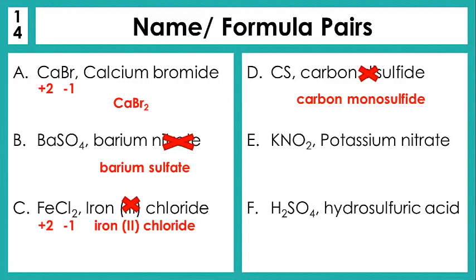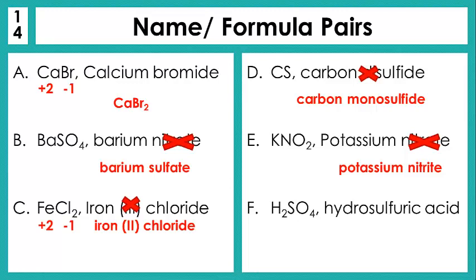Next I have KNO2, and we're calling that potassium nitrate. So nitrate's not correct. Nitrate is NO3. I have NO2. So 1 less oxygen means that it's potassium nitrite. The ite ending has 1 less oxygen than the ate ending.